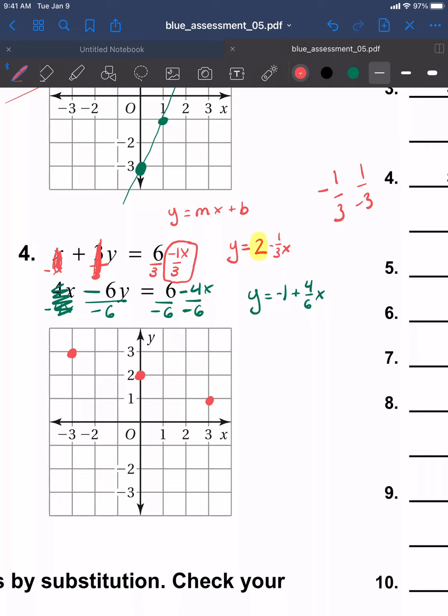How do you guys feel about that? Good? All right, you tell me. How do I graph the next line? Start at negative 1. Good job. That's our y-intercept. Now what?